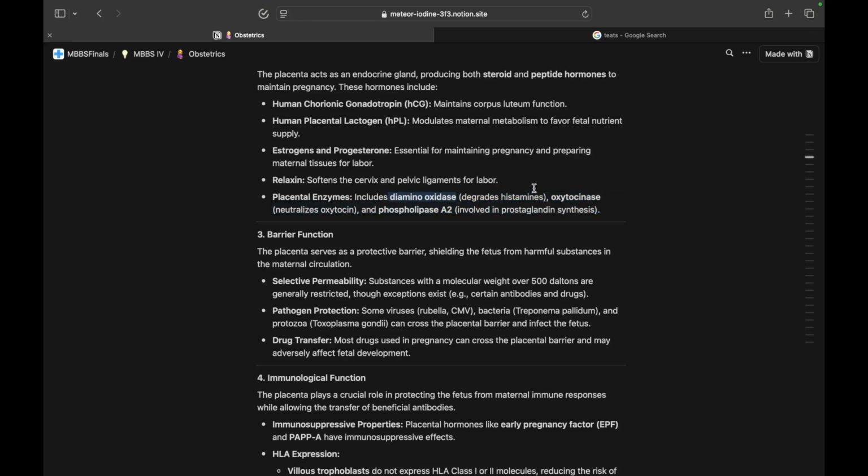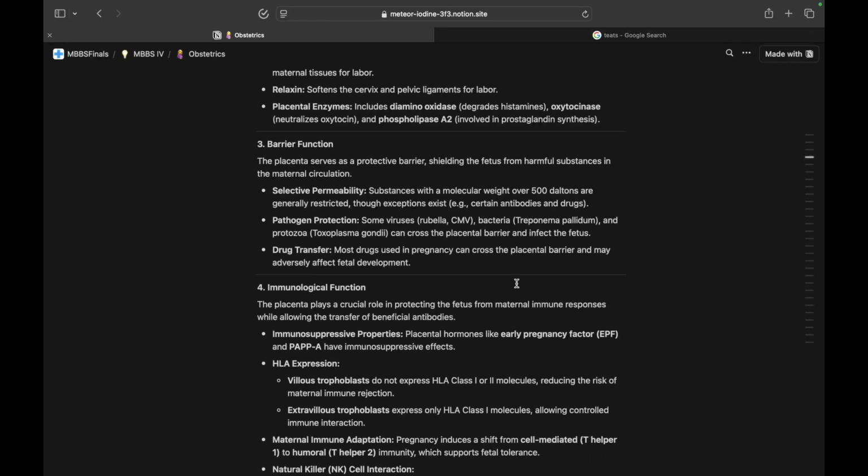Diamino oxidase, oxytocinase, phospholipase A2. So, the first one, diamino oxidase, degrades histamines. Oxytocinase neutralizes oxytocin. So, it is there in the name. Phospholipase A2 is involved in prostaglandin synthesis.